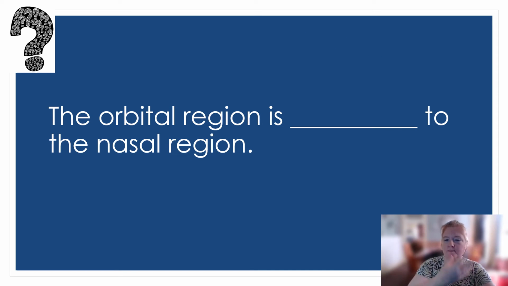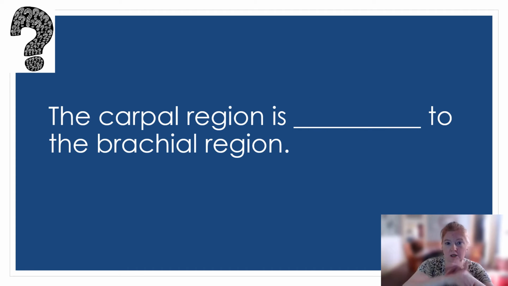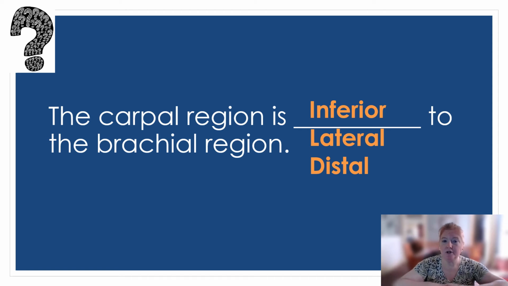How do we use these terms? Here's an example. The orbital region is superior, lateral, posterior to the nasal region. The carpal region is inferior, lateral, distal. Remember, you always think about the body in anatomical position, so there should be no questions.